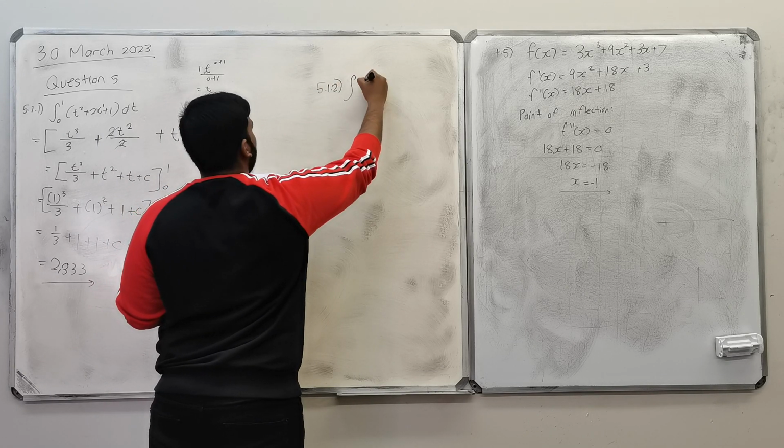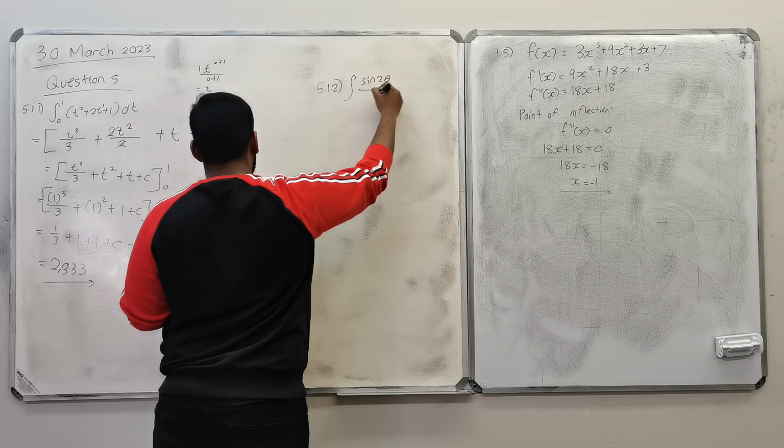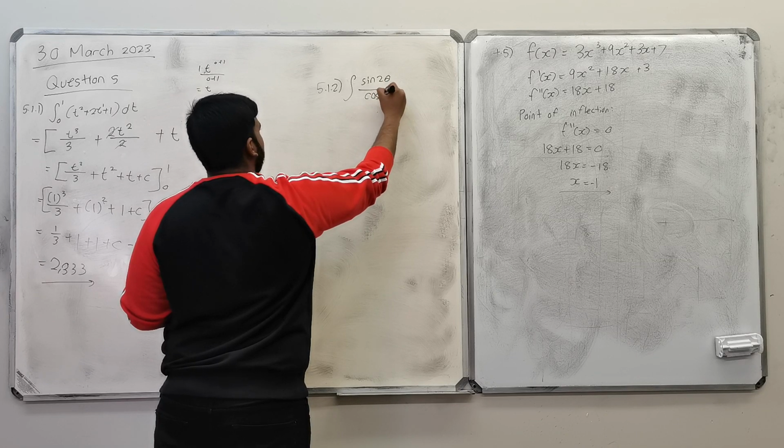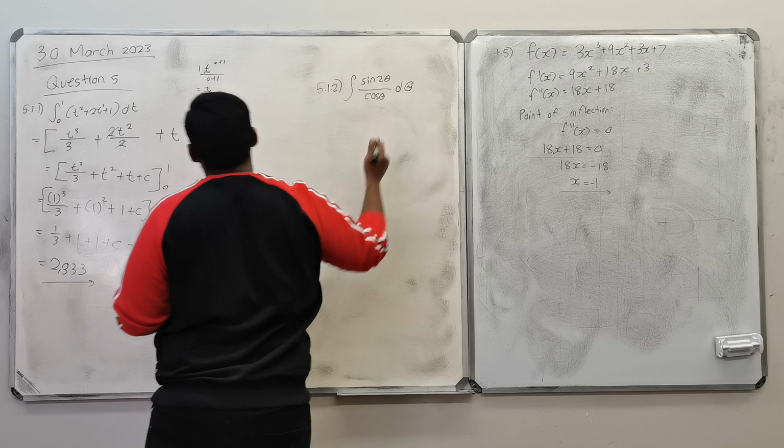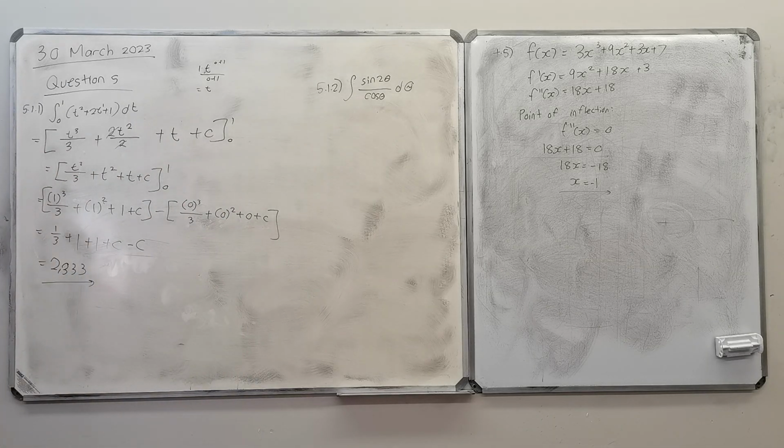5.1.2 is the integral of sine 2 theta all over cos theta d theta. So you're integrating that with respect to theta.